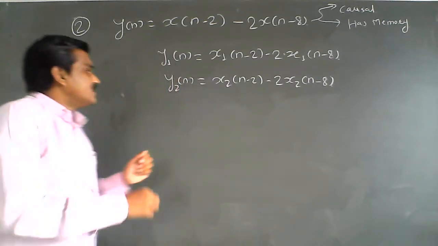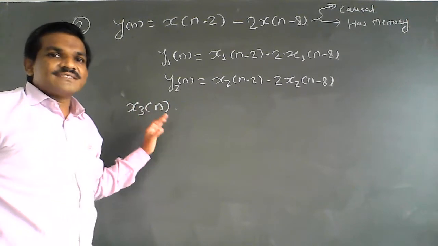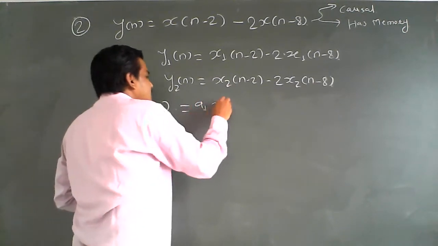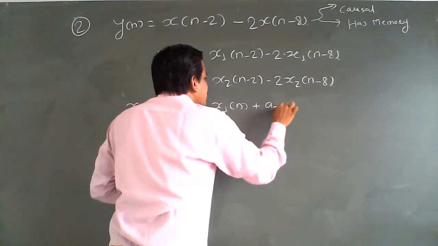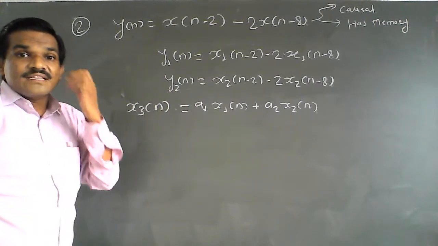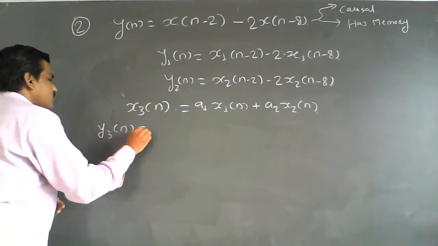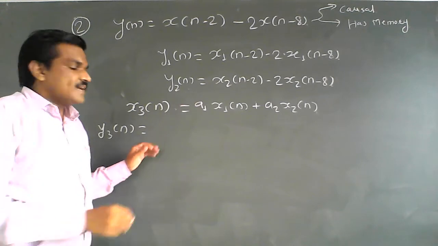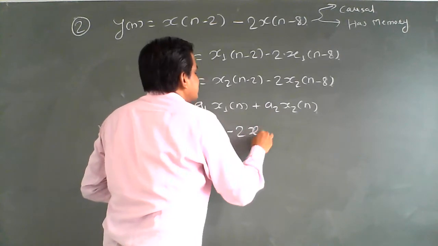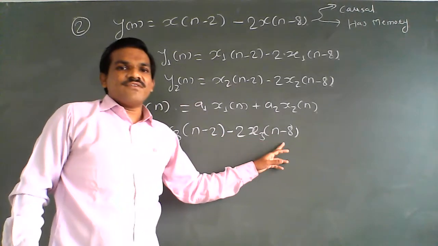Now let us consider the third input, which is x3 of n. x3 of n is nothing but the linear combination of x1 and x2, which is a1 x1 of n plus a2 x2 of n. Therefore, the output y3 of n is given as x3 of n minus 2 times x3 of n minus 8.